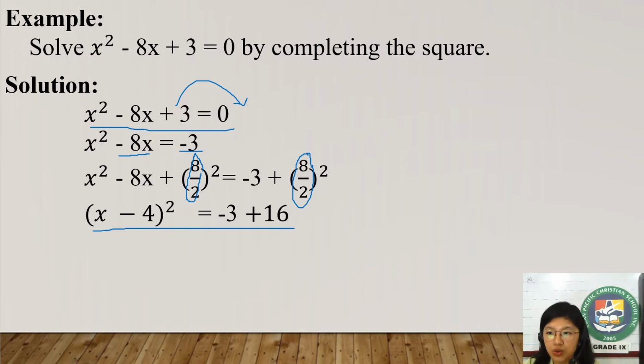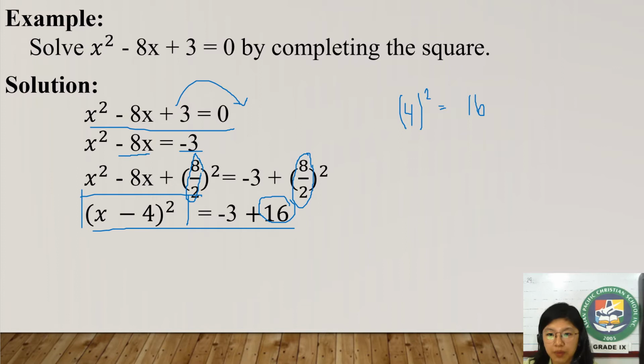So, di ba? Yung half ng 8 is 4. Then, yung square niya, or 4 squared, it will be 4 times 4, then equals sa 16. Kaya siya naging 16 dito. So, yung sa left side, kung bakit siya naging ganito, kasi finactor niya na. So, paano siya naging ganon?